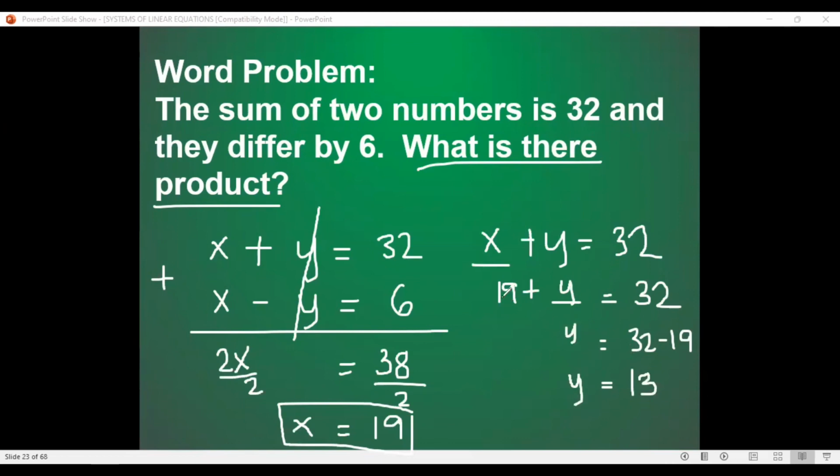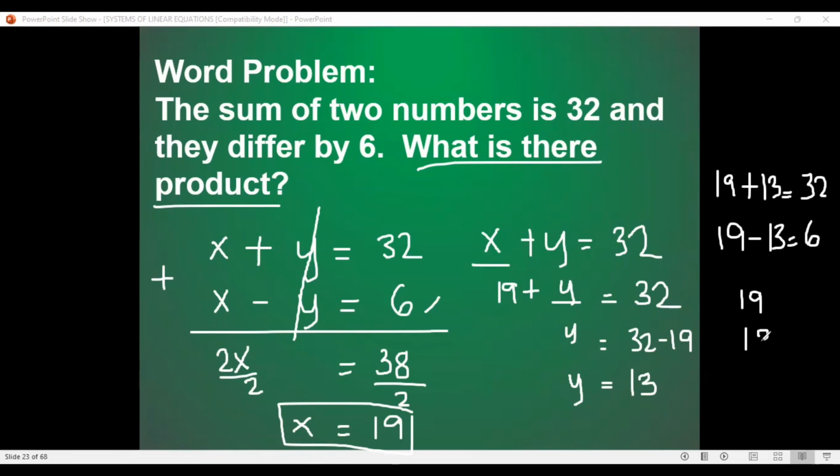If you are going to check 13, by the checking, 19 plus 13 gives us an answer equivalent to 32. And subtracting, 19 minus 13 is equal to 6, so that is satisfied. Therefore, the numbers that we are looking for are 19 and 13.